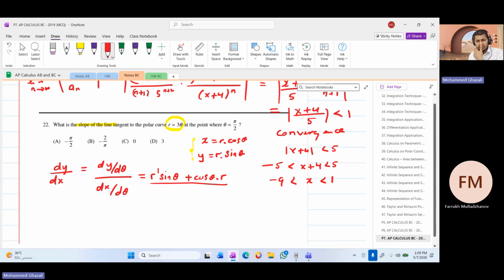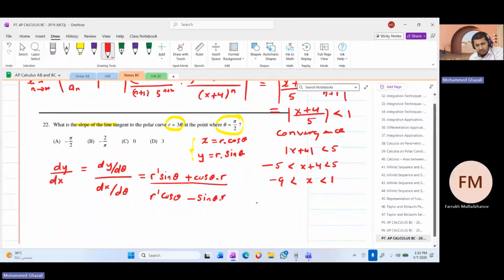But I told you r is a function in theta. Now, dx/d theta is r prime cos theta minus sine theta times r. What's r prime? It's dr/d theta. What's the derivative of cos? Negative sine. Now, I want you to know you are evaluating the slope of the tangent line at the point when theta equals pi by 2.